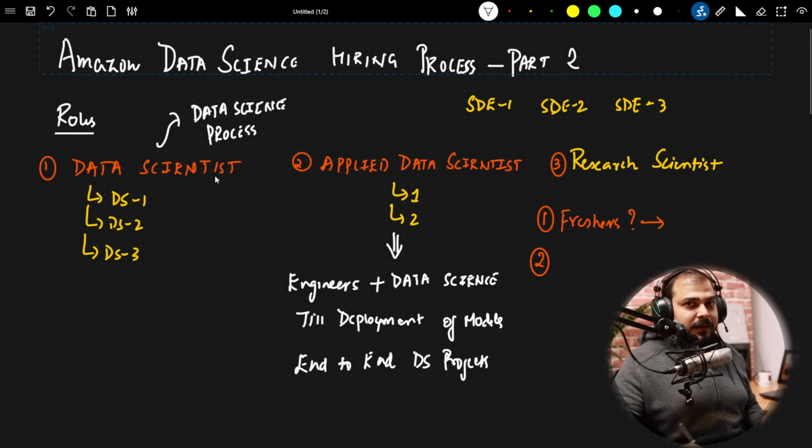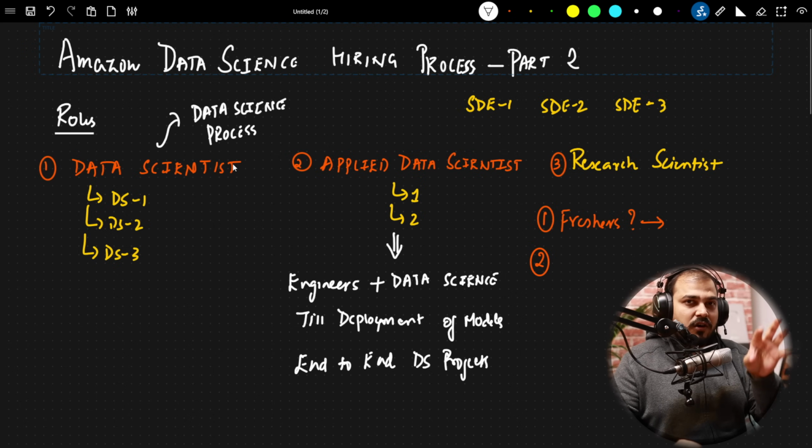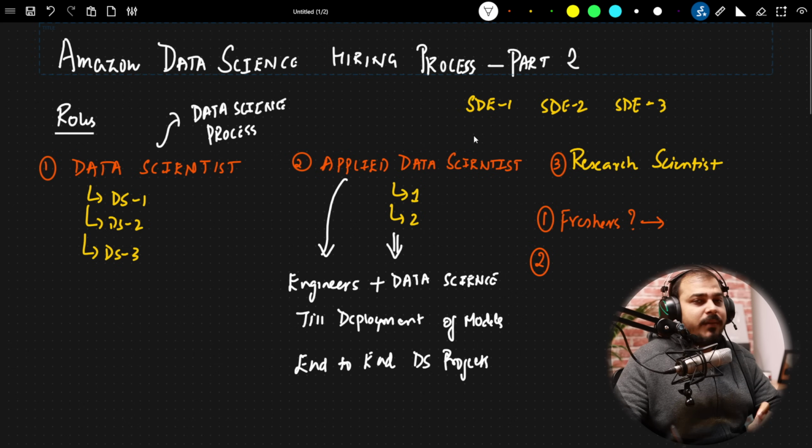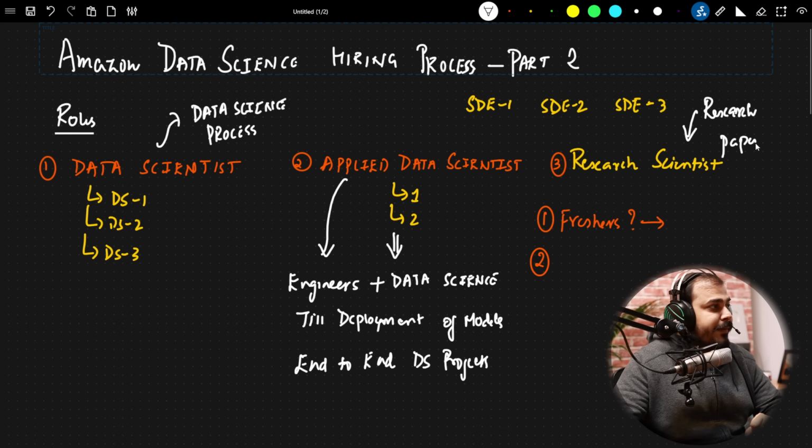Here the scenario is different. They only work in the life cycle of the project that is involved in data science, not till the deployment. Here, the applied scientists work with the engineering team. Engineering team may be SDE1, SDE2, SDE3. Now, if I talk about the research scientists, they are specifically related to writing research papers and all. Okay. Research papers, doing specific research.